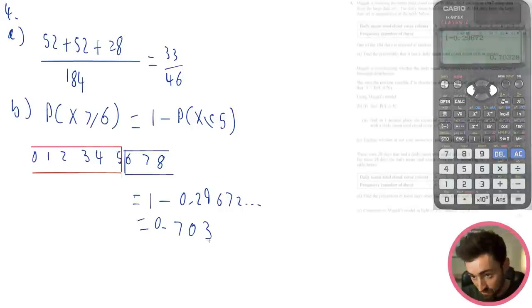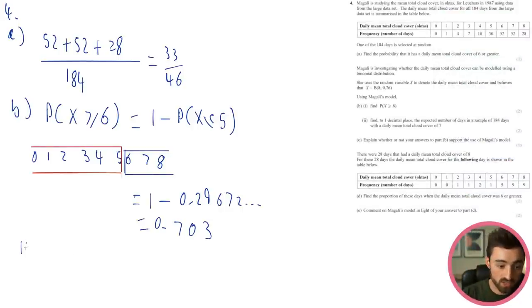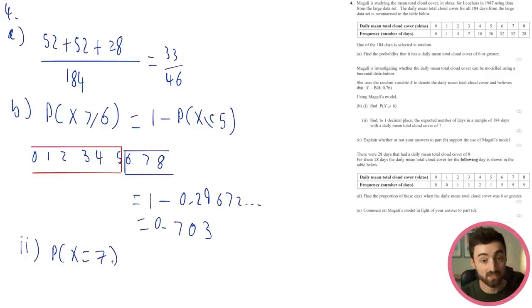Cool. It now says, find to one decimal place the expected number of days in a sample of 184 days with a daily mean total cloud cover of 7. Okay. First thing I'm going to want for this is just the probability that on any given day, X equals 7. And that, again, is something my calculator can tell me. So we need to be careful here because we're now not using a cumulative distribution, is it? Cumulative is less than or equal to, everything adding up until that number. But we just want it being exactly equal to 7.